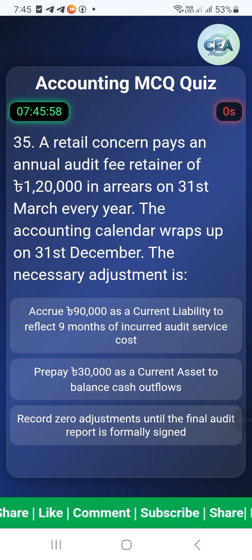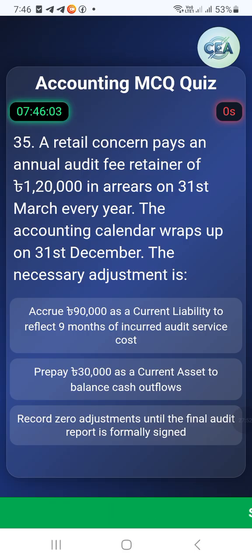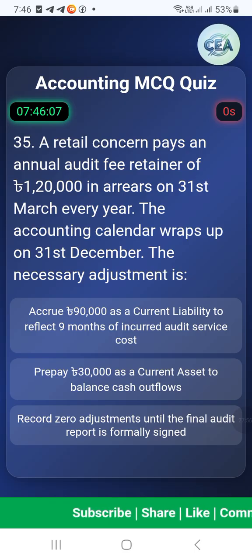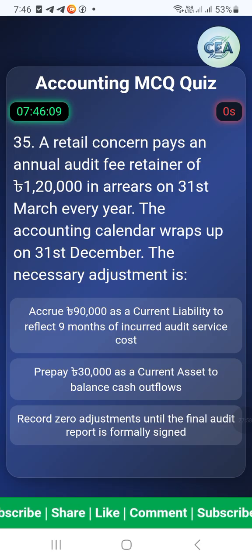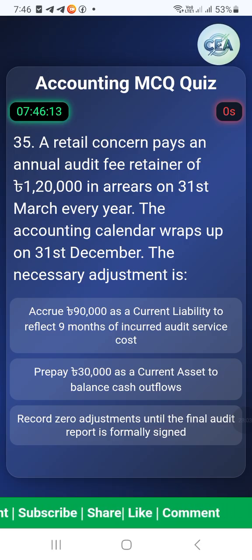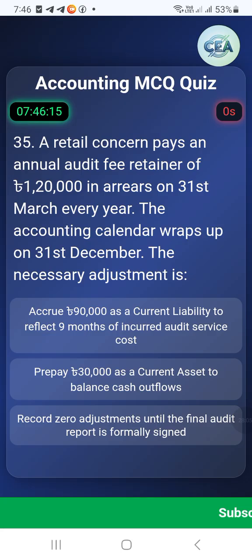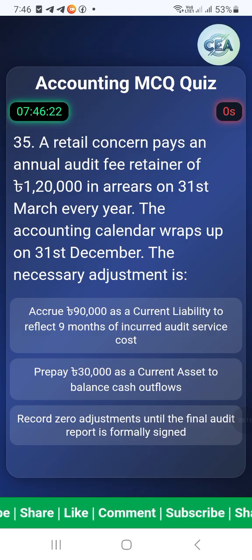35. A retail concern pays an annual audit fee retainer of 120,000 takas in arrears on the 31st of March every year. The accounting calendar wraps up on the 31st of December. The necessary adjustment is: Option 1. Accrue 90,000 takas as a current liability to reflect 9 months of incurred audit service cost.